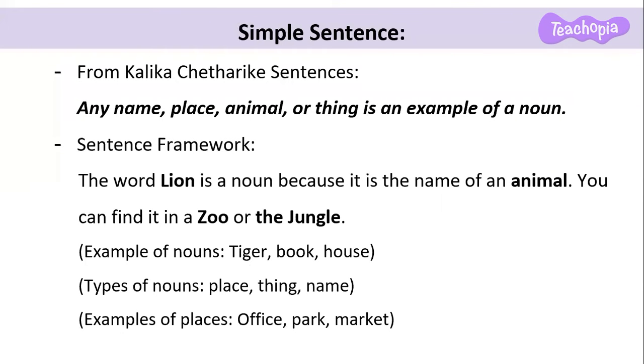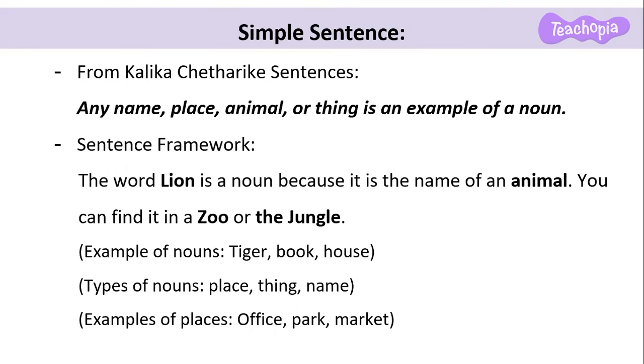Then we saw simple sentences, where again we saw some of the sentences from Kalika Chetarike script, like any name, place, animal, or thing is an example of a noun. This was a sentence that was taken from the Kalika Chetarike script that was available in Teachopia.